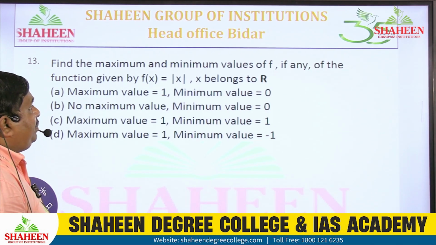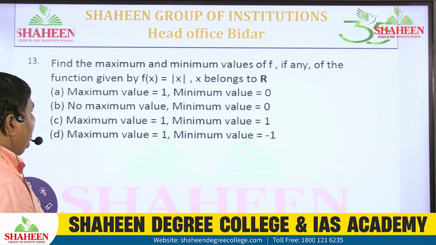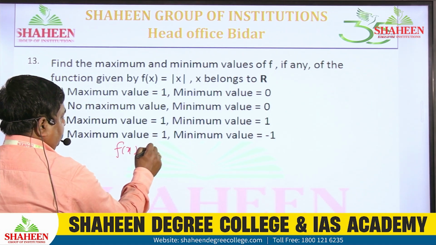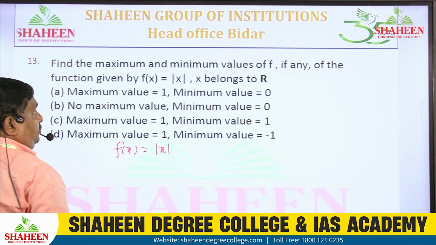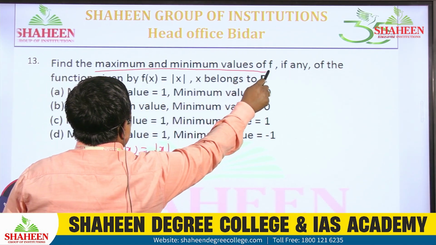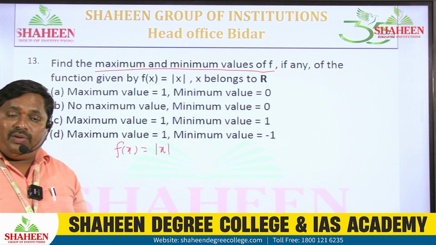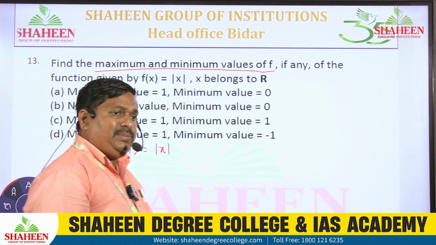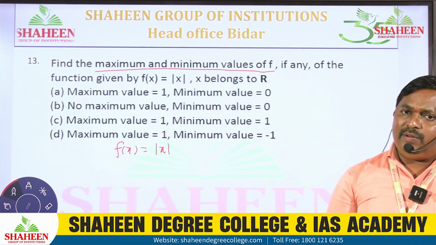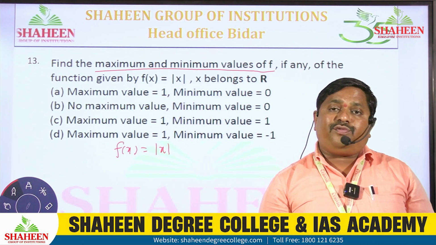Find the maximum and minimum value of f, if any, of the function given by f of x is equal to mod x. We need to find the maximum and minimum value of f if any. It means if a maximum value exists, we need to find the maximum value. If a minimum value exists, then we have to find the minimum value. If that value does not exist, then we are not finding that value.